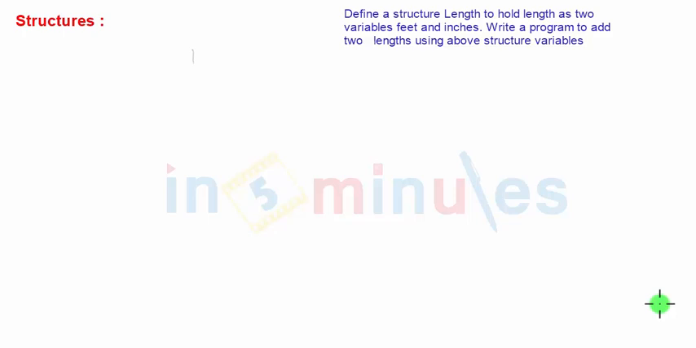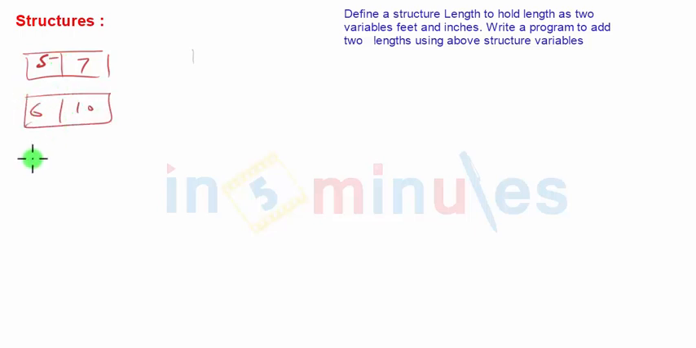So what is basically needed is like this. We'll have two lengths given as feet and inches. Take an example 5 feet 7 inches, and the other pair is, let's say, anything like 6 feet 10 inches. We need to add these two things together to make another pair of feet and inches.